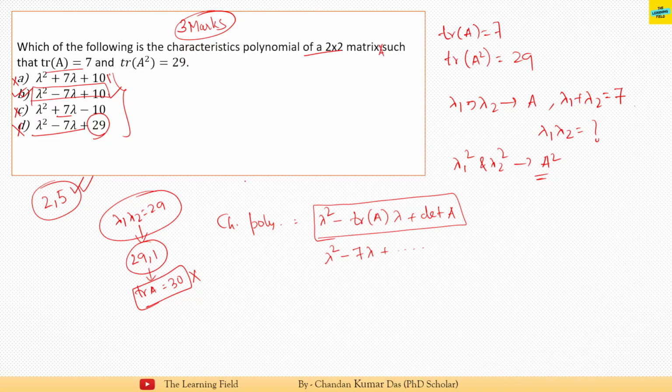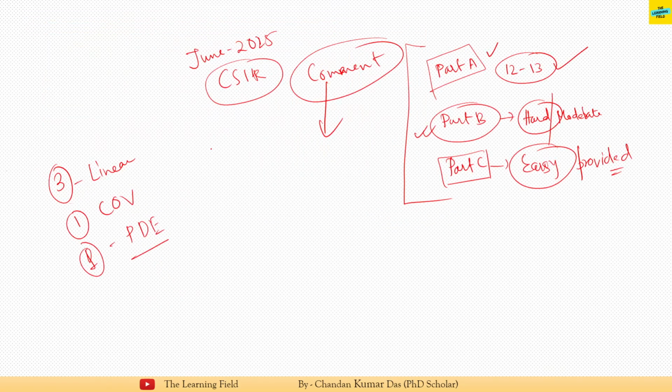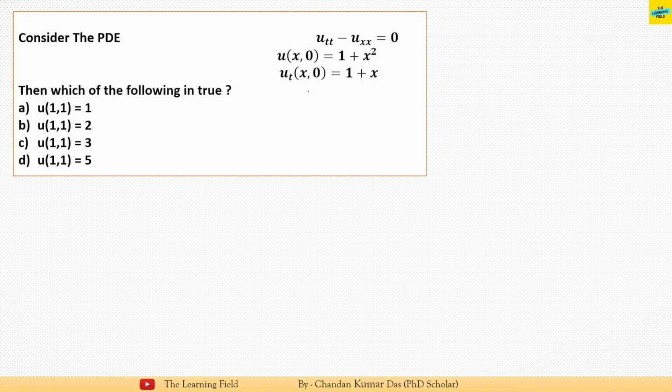Now we get this question. You can also solve it in any other different way, so this is just one approach. Okay, this is a question from the PDE portion, which says that if utt minus uxx equals this, then what will be the answer? So these are the options. This is also a 3-mark question, and we have to solve it.